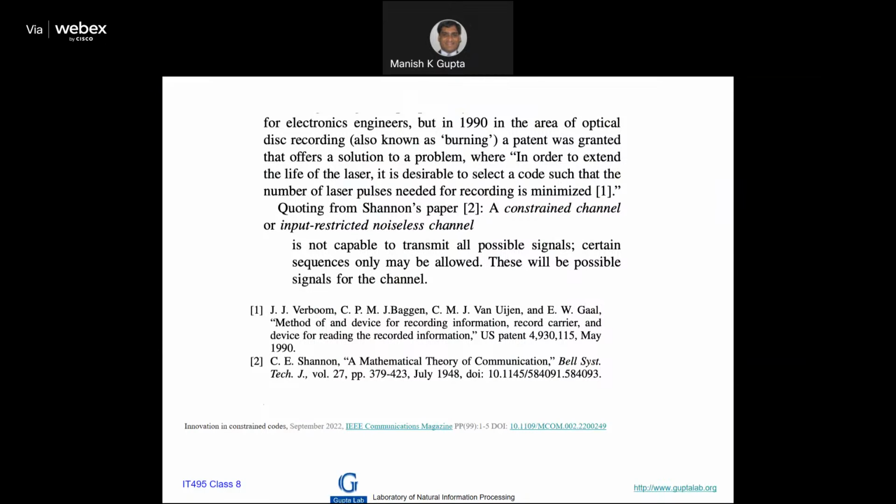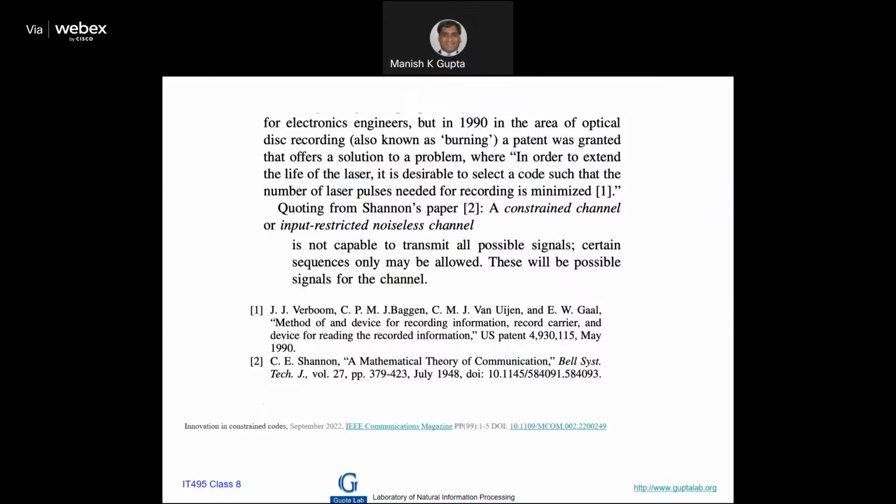And also, Shannon, although he gave some idea about these kinds of channels, which we now call constrained channels, at that point of time he called it an input restricted noiseless channel. So the input is restricted in some way in these channels. And I think that is the original paper; some of you might know that this is the remarkable, seminal paper of Shannon, where he talked about information theory ideas, that you can construct codes which can correct errors. Both of them are very important papers. The first one is the patent, the second one is a very important paper.